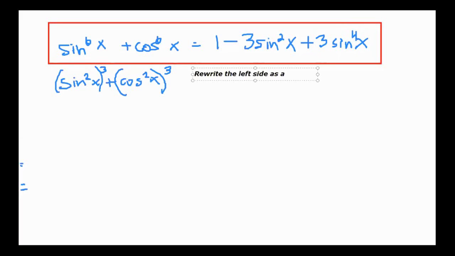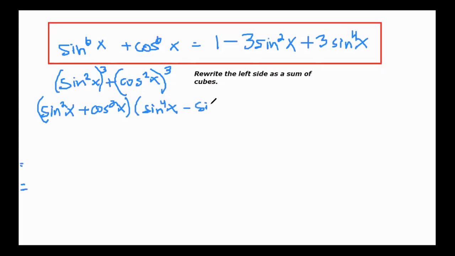Now, the sum of cubes, if you remember the formula, it's a cubed plus b cubed equals a plus b times a squared minus ab plus b squared. So we have sine squared x cubed plus cosine squared x cubed. So what I'm going to do here is apply the formula. The sine squared x is replacing a, and cosine squared x is acting as the b. So sine squared x plus cosine squared x is a plus b. Sine to the power of 4x is a squared, minus sine squared x cosine squared x is ab, plus cosine to the power of 4x, and that's your b squared.